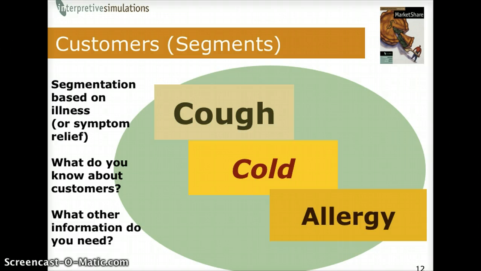Who are our customers in the MarketShare simulation? What do you know about the customers? Based on your reading from the MarketShare case, are there any trends, shifts in the market, or changes that may shift customer needs? What other information do you need to know to help you understand the customer base? Those are some of the questions I'd like you to think about.